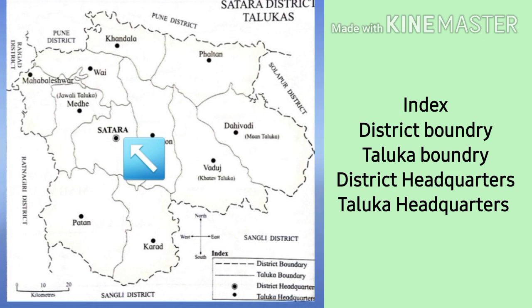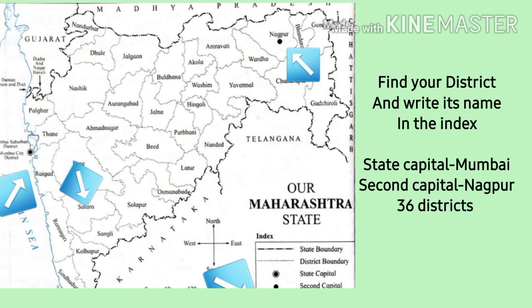Now let's learn about the state map. This is a map of Maharashtra which can show us the index as well as the directions. The state capital of Maharashtra is Mumbai and second capital is Nagpur. Both you can see in this map. The activity that is given here, we have to find out the district and write its name in the index. I hope you have also done this activity.